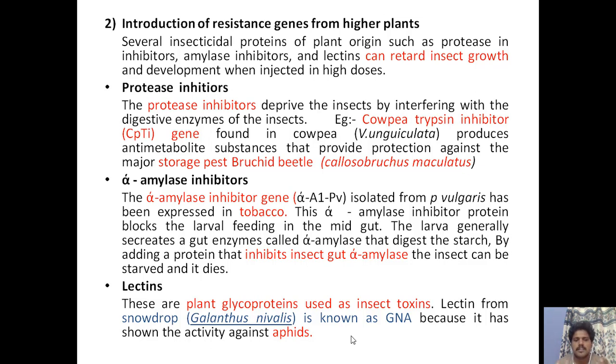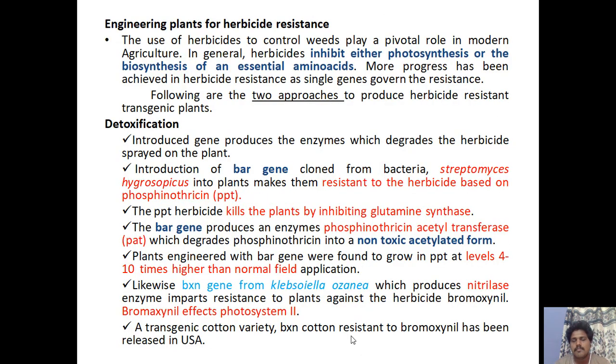Then lectins. These are plant glycoproteins which are used as insect toxins. Lectin from snowdrop, that is Galanthus nivalis, is known as GNA, and its activity is insecticidal for aphids. And then engineering for herbicide resistance.